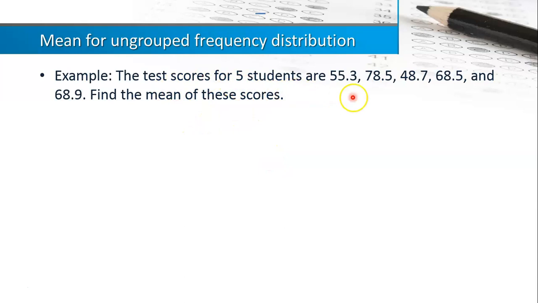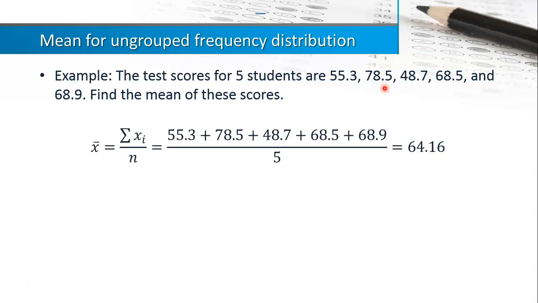The test scores for 5 students are 55.3, 75.5, 48.7, 68.5, and 68.9. Find the mean of these scores. You can just add all of the scores and divide by 5. So you get the mean score of 64.16. You can see here 64.16 is not an actual score, but a value that is calculated to represent all of this data.